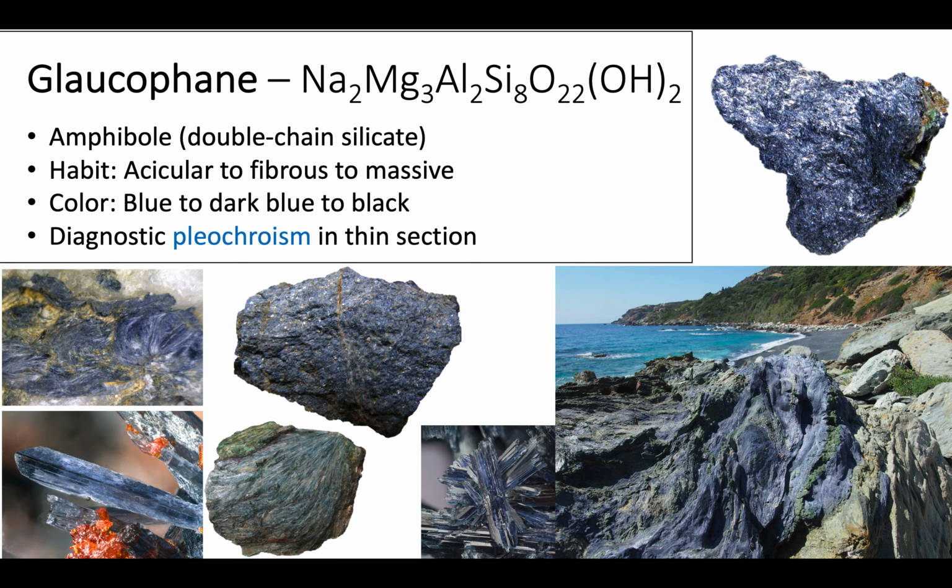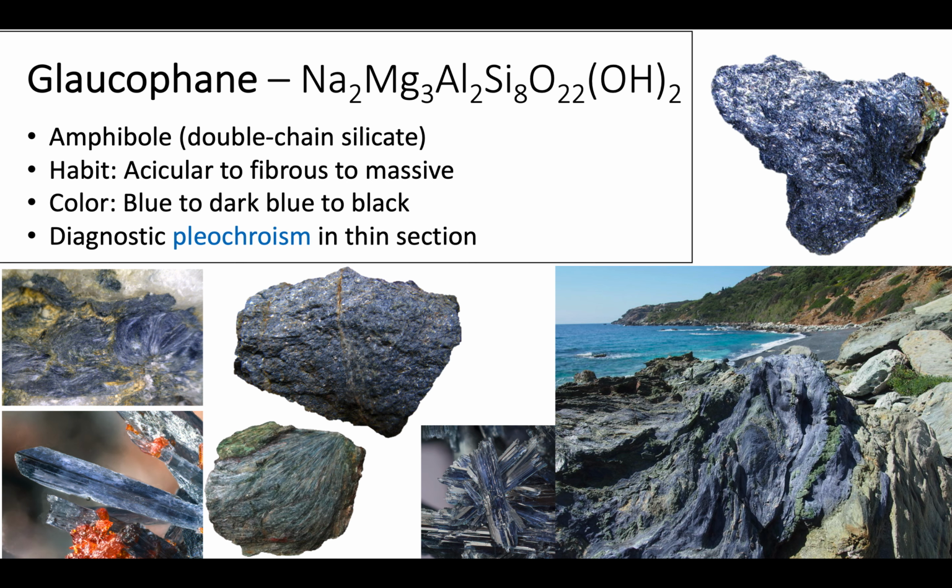So this mineral's main identifying factor is that it is very blue. So it's blue to dark blue to black. It's going to be kind of acicular to fibrous to massive. It generally does not form very pretty crystals, though I have included a couple examples of what it looks like when it does feel like being pretty.